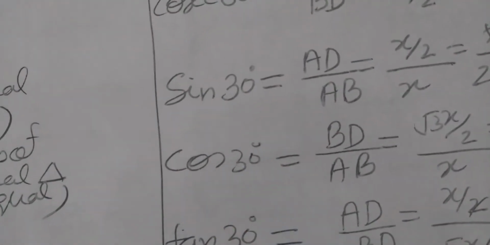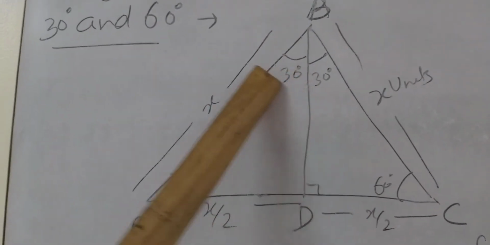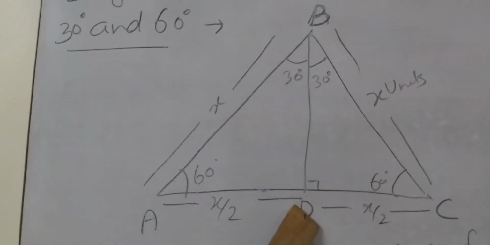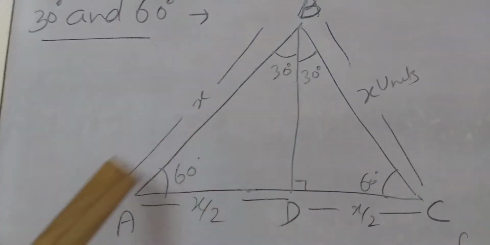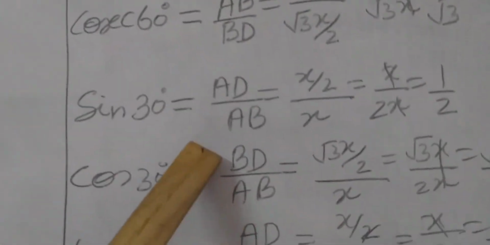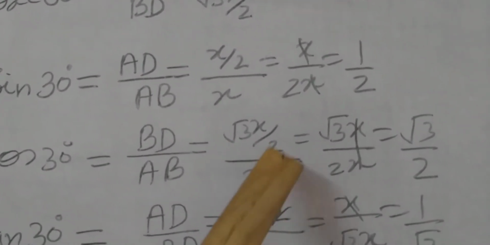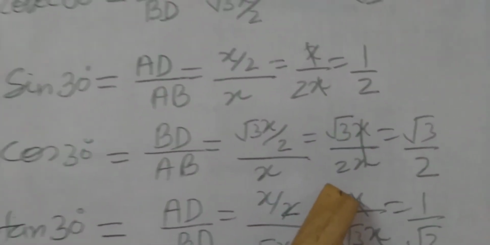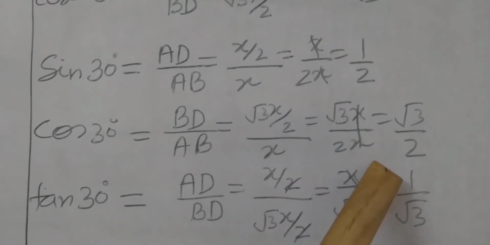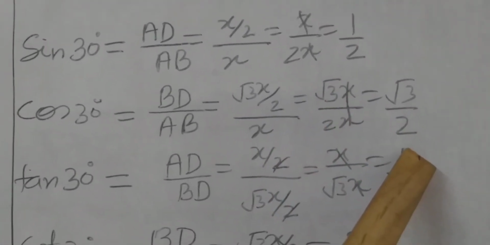Now students, for cos 30, we know that cos theta equals B upon H. For 30 degree, the base is BD. So BD upon AB. BD is root 3x by 2, AB is x. So it becomes root 3x upon 2x. The x cancels, giving root 3 upon 2.